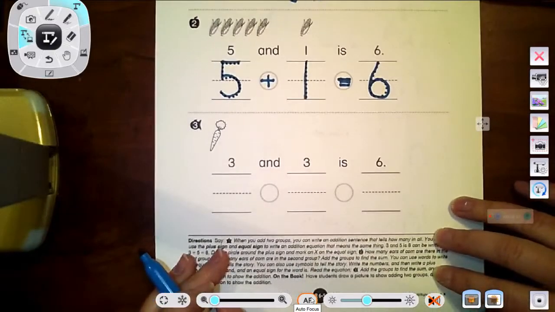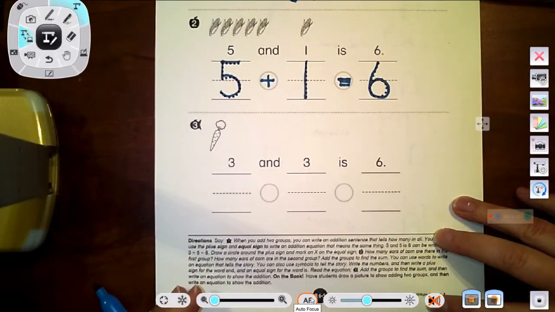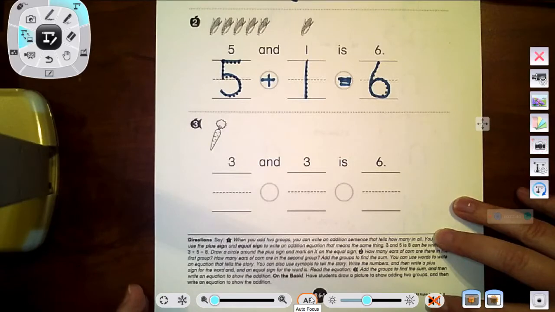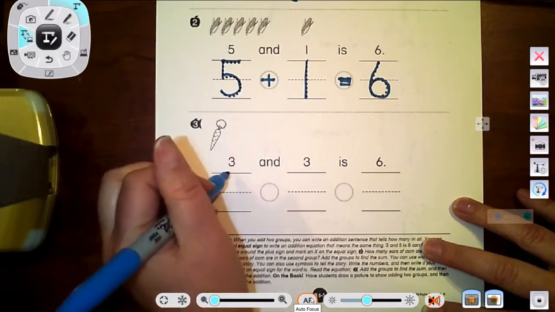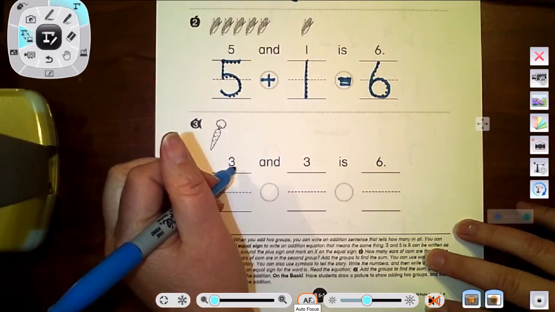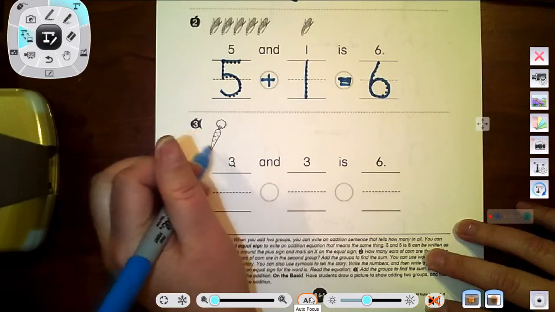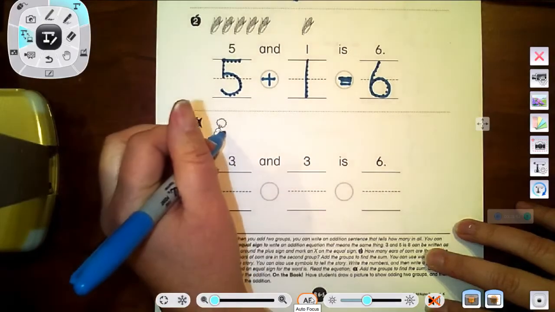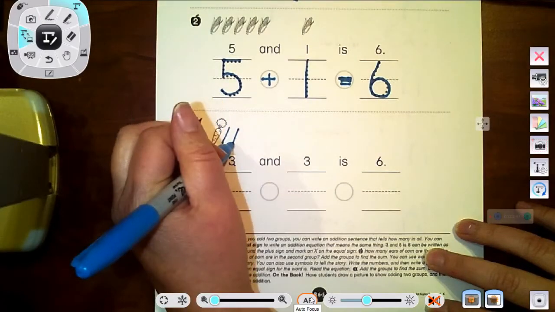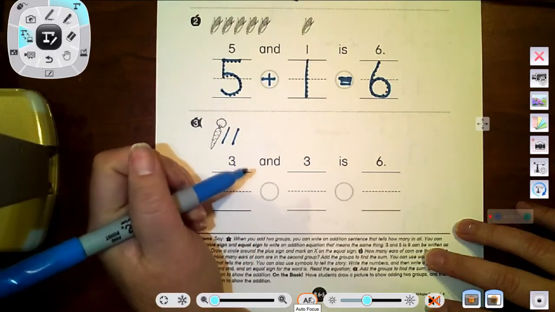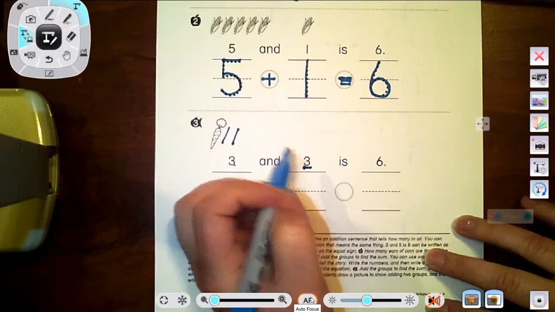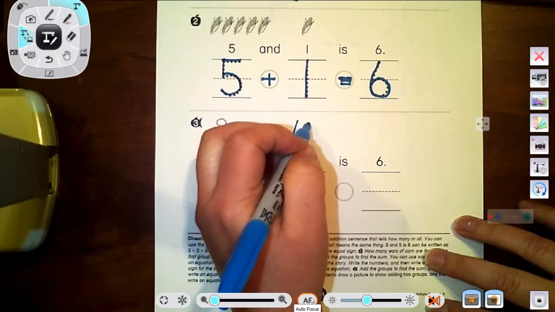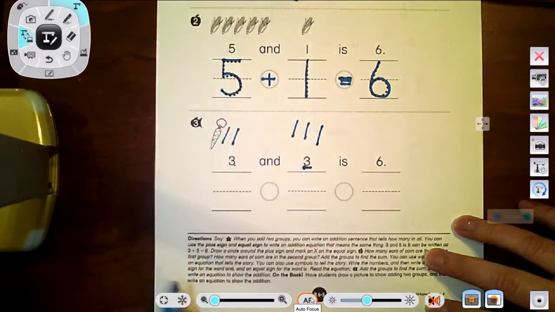Let's look at this one for number 3. Add the groups to find the sum, and then write an equation to solve the addition. So 3 is here. This says 3. We have to make 3 carrots. We have 1, 2, 3, and I just drew lines. How many should be in this group? 3 as well. 1, 2, 3.